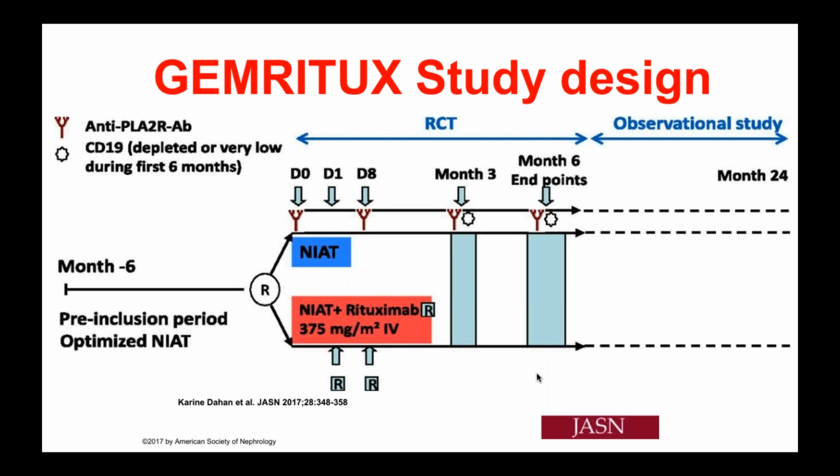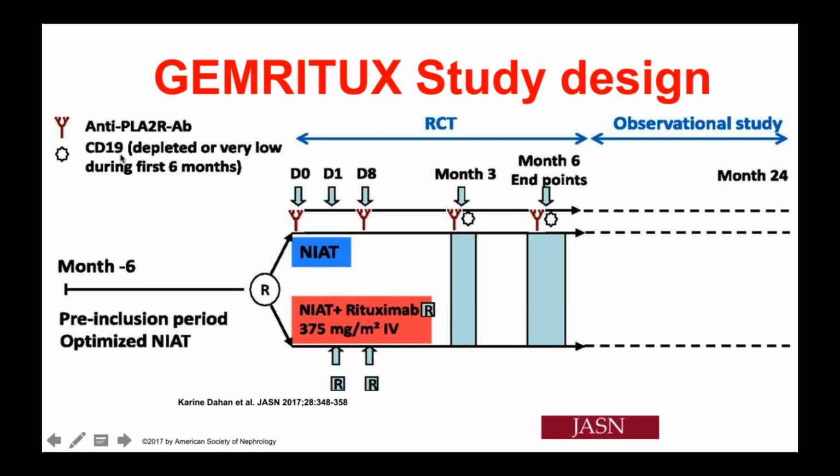So let's look at this GEM-RETUX study. And this is the study design. So here you have patients who for 6 months received a non-specific antiproteinuric therapy, and then they were randomized to receive either rituximab or to continue on non-specific antiproteinuric therapy alone. Patients who were randomized to receive rituximab received 2 doses of rituximab on day 1 and on day 8 at the dose of 375 milligram per meter square intravenous. And antiphospholipase A2 receptor antibodies were measured at these time points: day 0, day 8, month 3, and month 6.